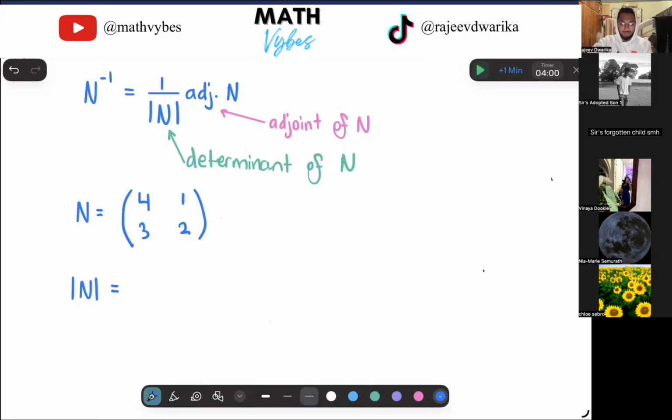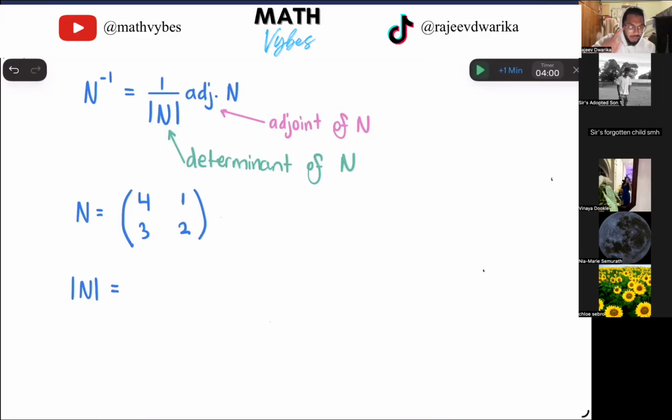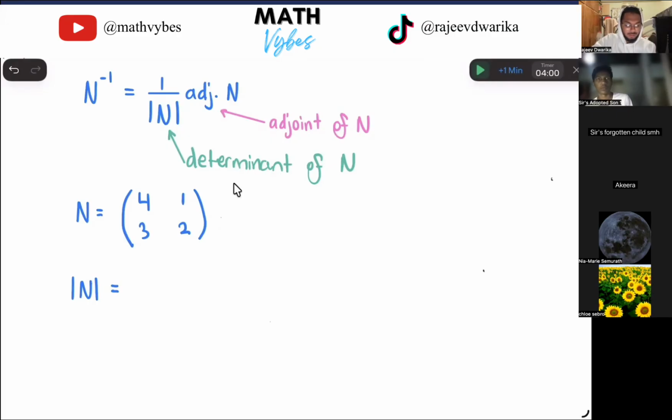So the determinant. Could anybody remind Ria how you find the determinant? Anybody want to help their fellow classmate? Multiply. Yes, sir. So it would be 4 by 2 minus 3 by 1? When I say help somebody, I don't mean that. You cross multiply. Say A, B, C and D. So it'll be A by D minus B by C.